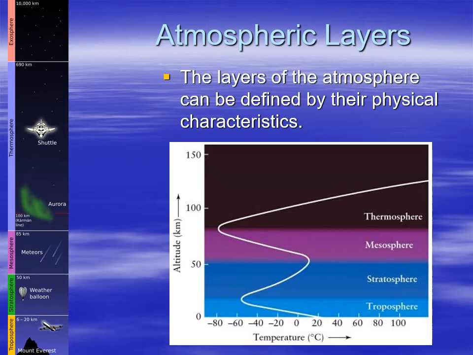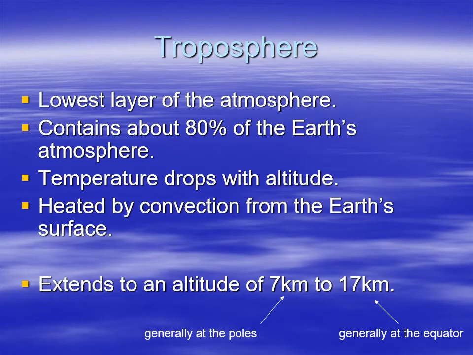So let's explain a little bit about what these layers are and what makes them different from one another. We'll start with the troposphere. The troposphere is the lowest layer of the Earth's atmosphere. What's going on with the troposphere? Well, it contains about 80% of the atmosphere, so describing the Earth's atmosphere means you have to describe the troposphere. This is where all the weather occurs. This is the key to the climate of the Earth.